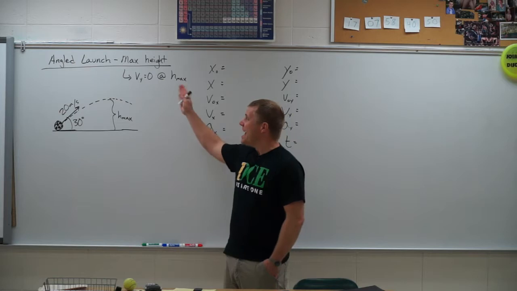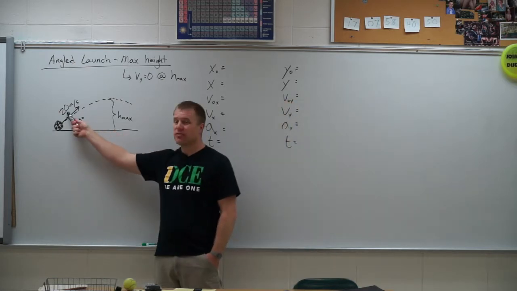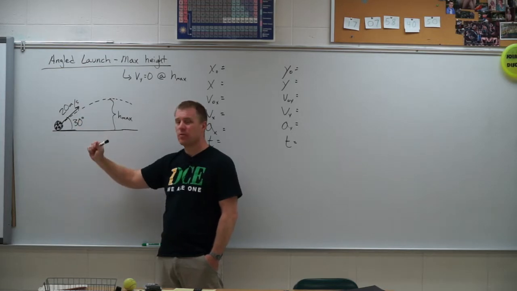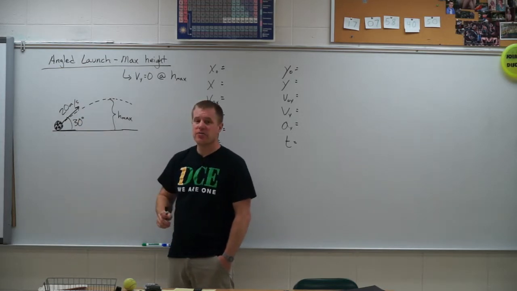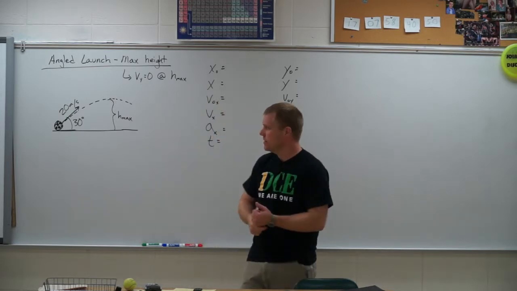All right, now we're going to do angled launch with a maximum height. So in this case, I was given the initial velocity of 20 meters per second that a soccer ball was kicked at an angle of 30 degrees. I want to know how high did it actually make it. Now we're going to neglect air resistance in this case.